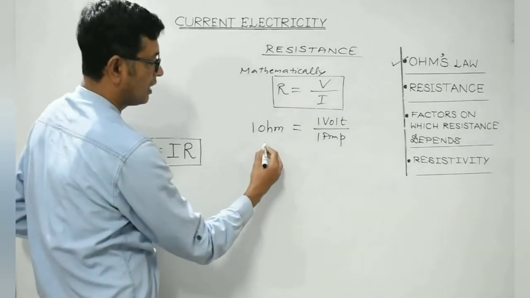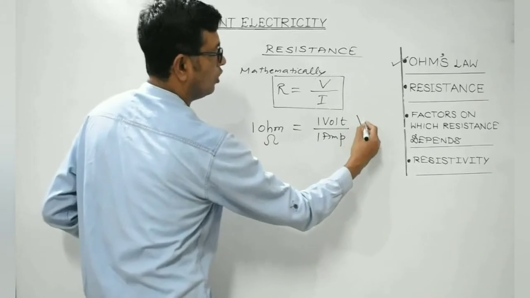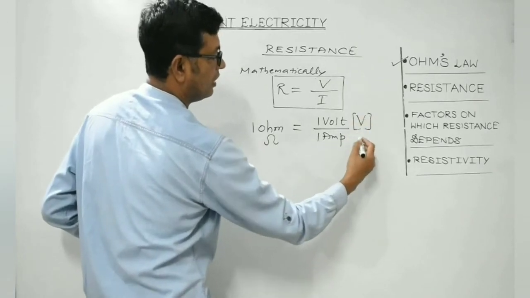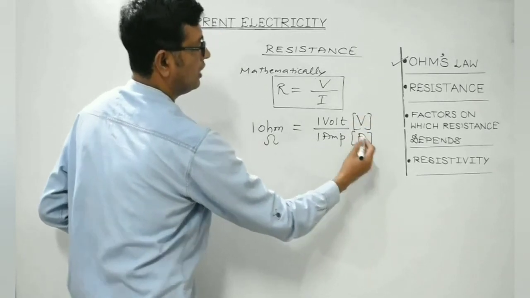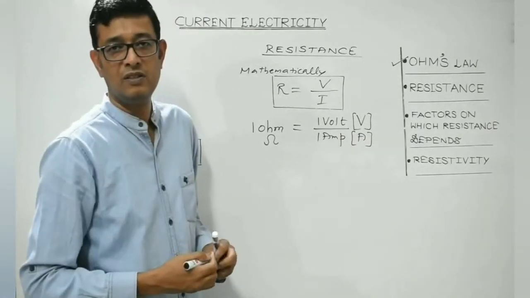It is represented like this. This is the symbol for writing ohm. This is volt, represented by capital letter V, ampere. Right? So the SI unit of resistance is ohm.